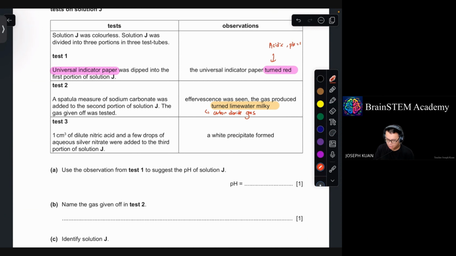All right, test 3. 1 cm³ of dilute nitric acid and a few drops of aqueous silver nitrate were added to the third portion of solution J. The observations show that it forms a white precipitate. Whenever you see the word white precipitate as a result of silver ions in aqueous solutions, you should think of halides.